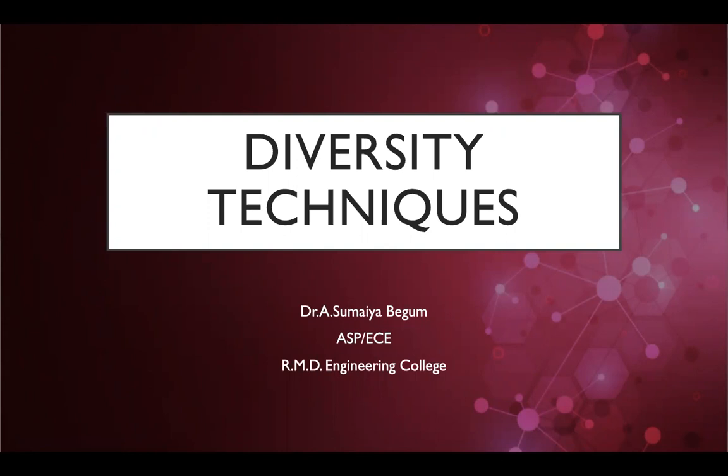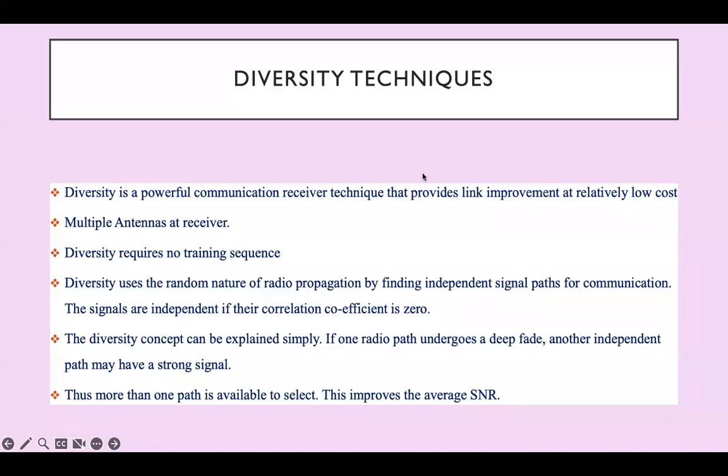So, what is diversity? As we already know, any transmitter transmits a signal to the receiver. But when the signal transmits via the channel, it gets faded by multipath components. Hence, we do not receive a good signal at the receiver. In order to overcome this problem, we go for diversity technique. In case of diversity, what we generally try to do is we try to improve the link.